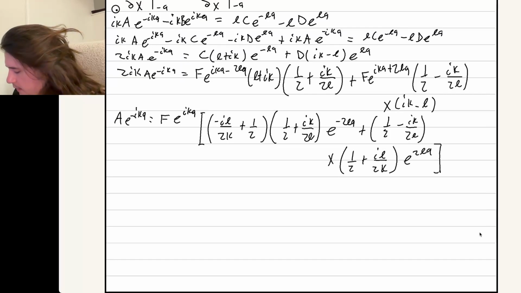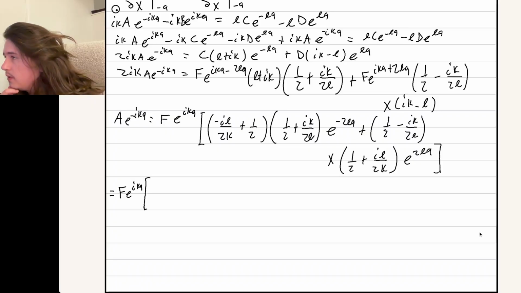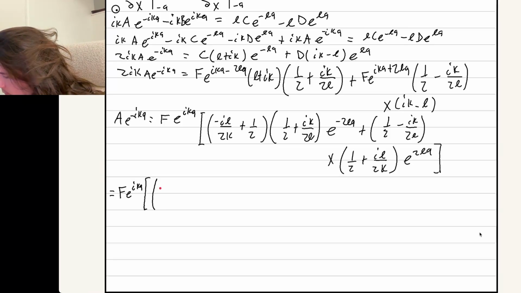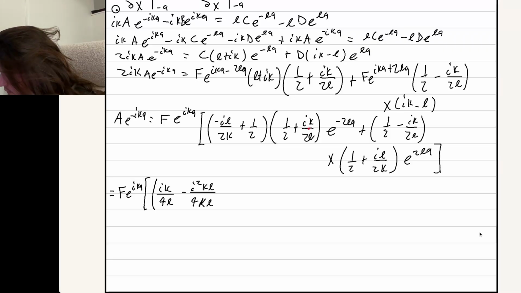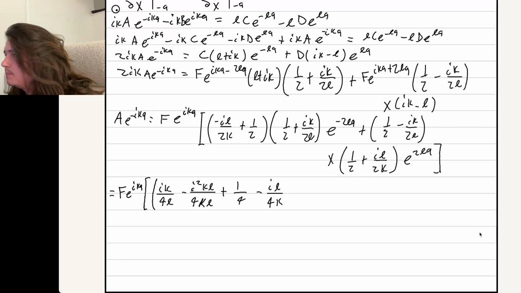Without changing the left-hand side at all, this is going to get pretty big because we're expanding the first term, which depends on e to the minus 2LA. We'll have ik over 4L by multiplying this term with this term. And then we'll also have a minus i squared kl over 4kl, multiplying this term with this term. And then multiplying this term with this term, you just have a fourth. And then finally this term with this term, you have minus iL over 4k, right?